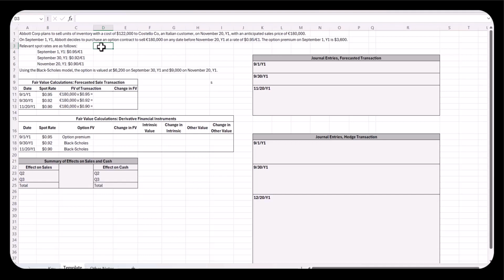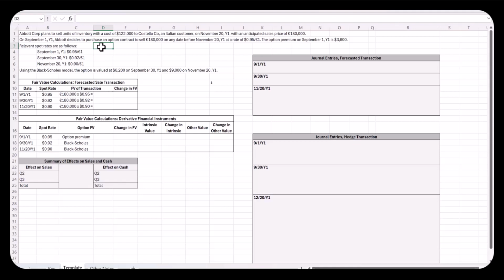In this lecture, we're going to go through an example of an option contract used in a cash flow hedge. So let's start by talking about the facts in the example. Abbott Corporation plans to sell units of inventory with a cost of $122,000 to Costello Co., an Italian customer, on November 20th, year one, with an anticipated sales price of $180,000.